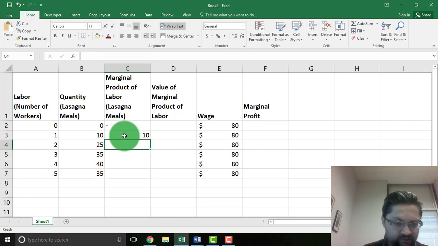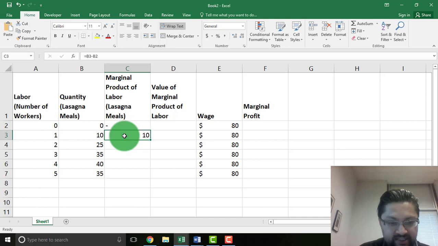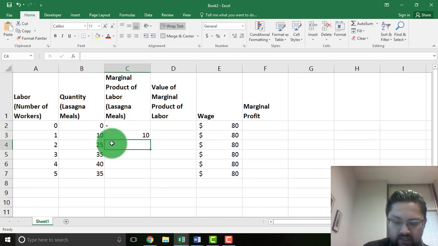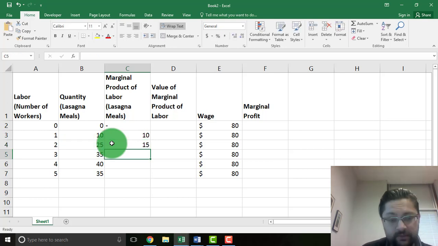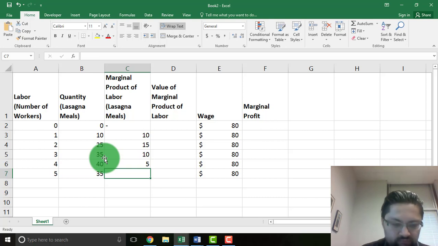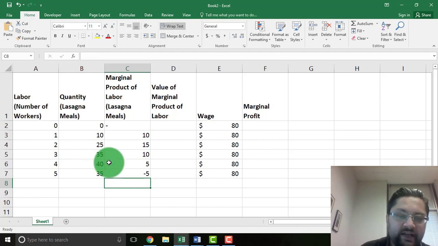So 0 minus 0, yeah, we could put a 0, but typically we like to put a dash, but either would work. So down here, we're going to take 25 minus 10. Not this 10, we're going to take this 10 over here. So 25 minus 10 gives us 15. Over here, we're going to do 35 minus 25, which gives us 10. And then down here, we take 40 minus that 35 up here, which gives us 5. And then finally, we take 35 minus 40, and we get negative 5.